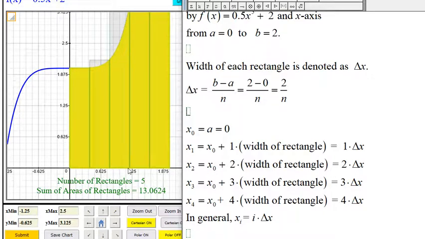X of 3 would be x of 0 plus 3 widths. It would be 0 plus 3 delta x, and so on. And so in general, x of i would be i times delta x.